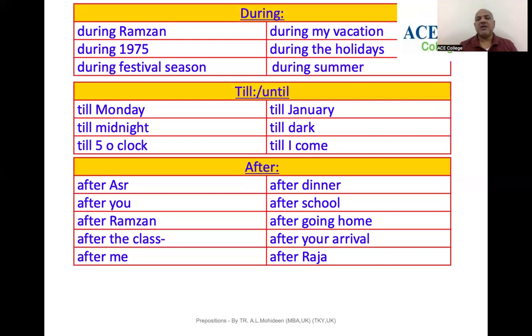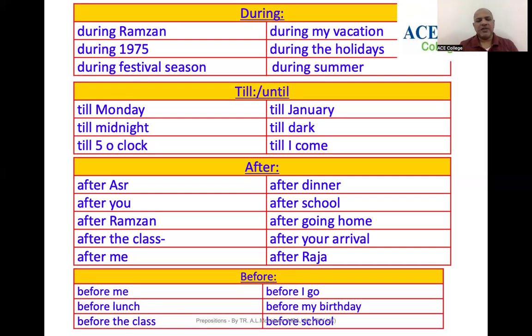After means later. Okay. After Asr. So after Asr, after you, after Ramzan, after me. Okay, come after me. Don't go after me. Okay, please come meet me after Asr, after dinner, after school. Yeah, if the school is over, come. So after school. Okay, this is what after is. And the same, before. Before me, before lunch, before I go, before my birthday, before school. So you are using before, meaning ahead.